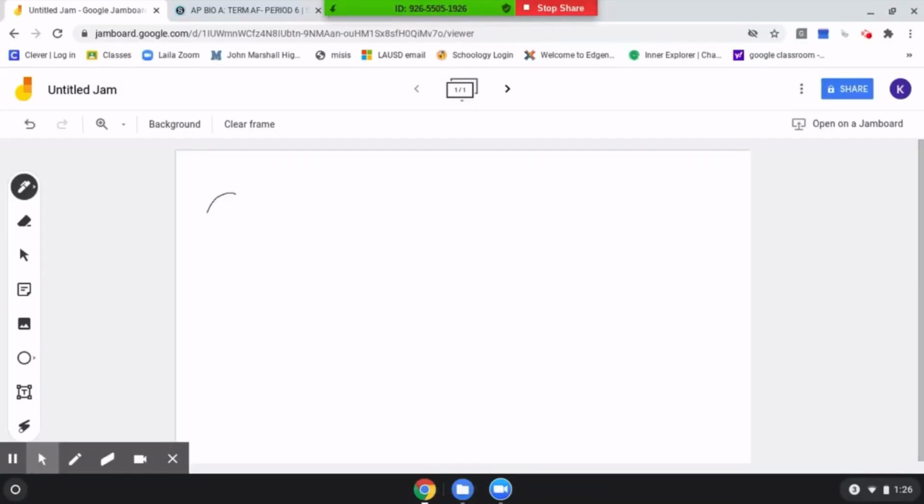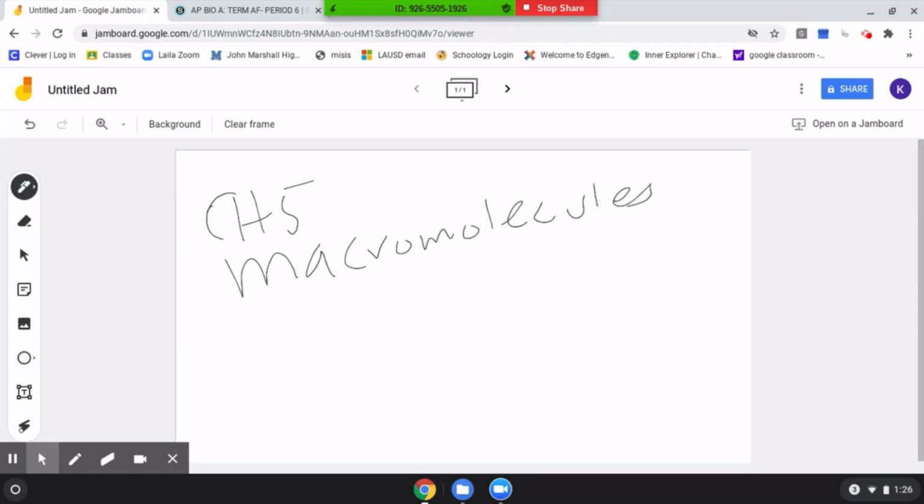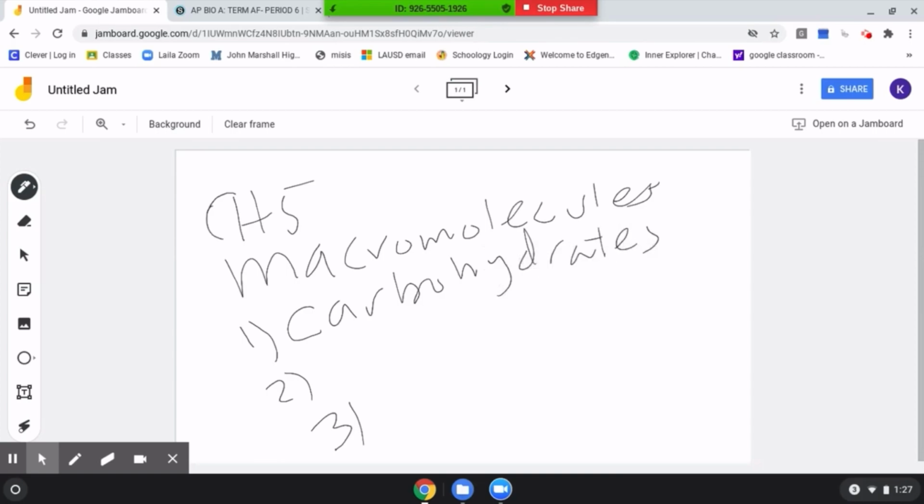Chapter 5 is on the macromolecules. All right? And if you're paying attention, we covered 3 of them already. Does anyone remember what the 3 are? Any guesses? Carbohydrates, lipids, and proteins. Fantastic. So if you don't know these, make sure you have your notes or keep it in your head because I will be testing you on these next semester as well.